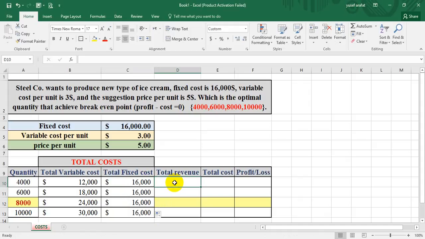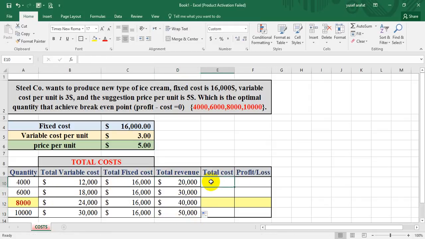Total revenues equal the quantity multiplied by the price per unit. Price per unit is 5 here, so it equals the price, which we have fixed, multiplied by the quantity. This is the total revenue for the 4,000 units. Pull down, and so on.